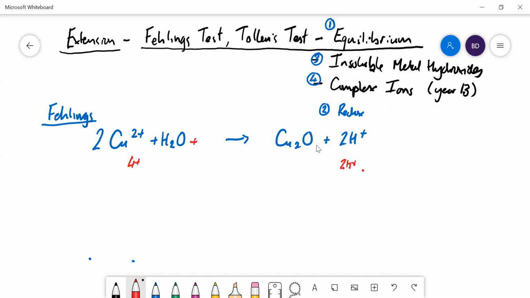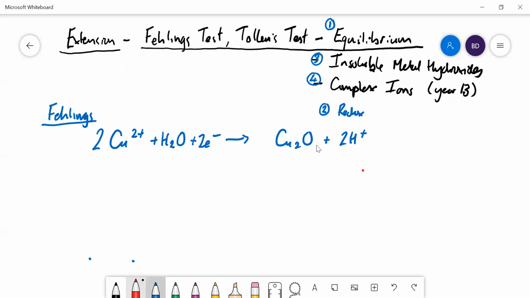I'll put them in blue. Plus 2 electrons. And if you want to check that, the oxidation number of copper there is +2, and here it's only +1, so it's been reduced by 1 electron's worth. Why do we need 2 electrons? It's because there are 2 copper atoms. So that's all good. Right, let's have a look at the organic half equation.